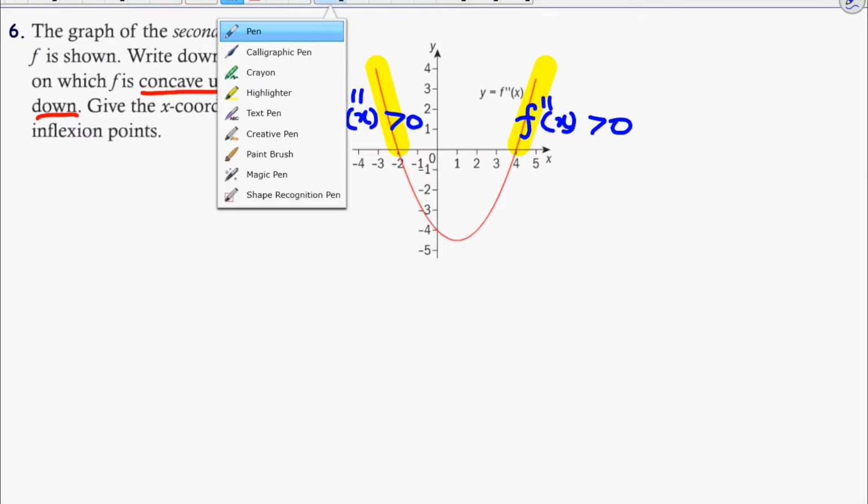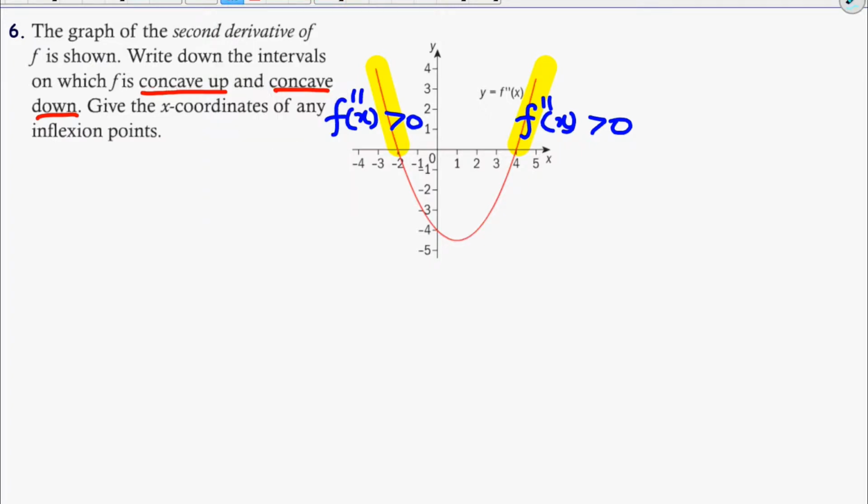And then below here, this portion here, the second derivative is less than 0. So we can use this idea to, and by the way, you can see that at these points here, concavity changes.